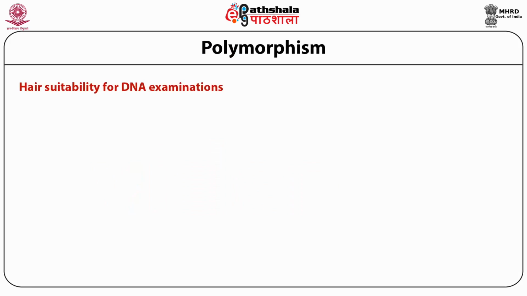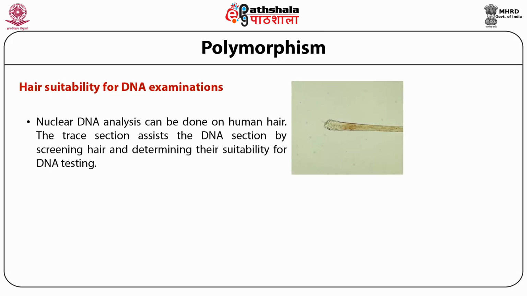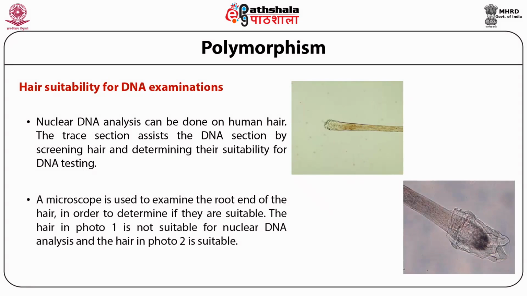Hair suitability for DNA examinations. Nuclear DNA analysis can be done on human hair. The trace section assists the DNA section by screening hair and determining their suitability for DNA testing. A microscope is used to examine the root end of the hair in order to determine if they are suitable. The hair in photo 1 is not suitable for nuclear DNA analysis, and the hair in photo 2 is suitable.